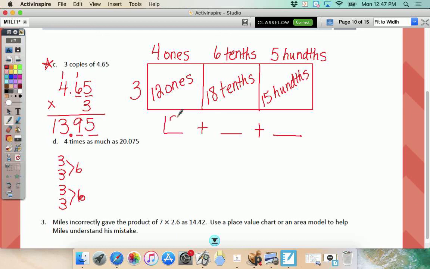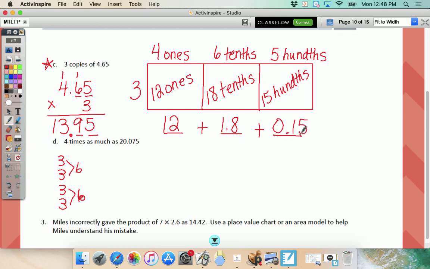Just 12. And Dominic, how do I write 18 tenths? 1.8. 1.8. Remember, the last digit you write is in the tenths place on that one. Javen, how do I write 15 hundredths? 0.15.